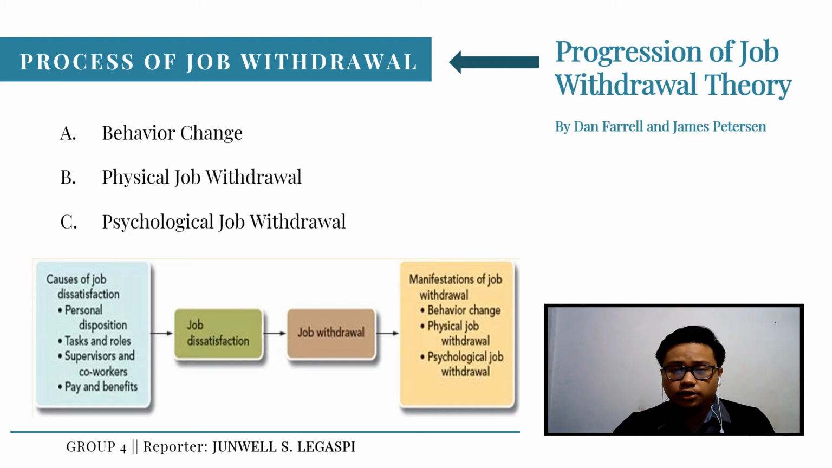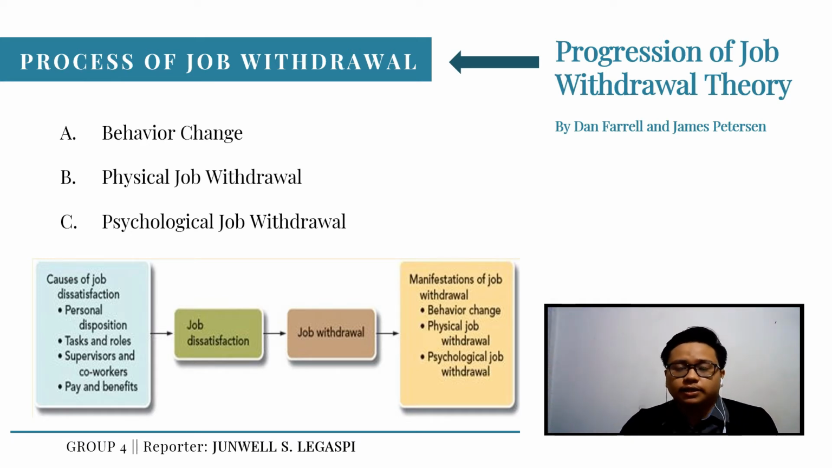One of the basic theories of job dissatisfaction is the progression of job withdrawal theory. It was developed by John Farrell and James Peterson. It says that people develop a set of behaviors in succession to avoid their work situation. These behaviors include behavior change, physical job withdrawal, and psychological job withdrawal. Individuals try the next category only if the preceding one is either unsuccessful or impossible to implement.